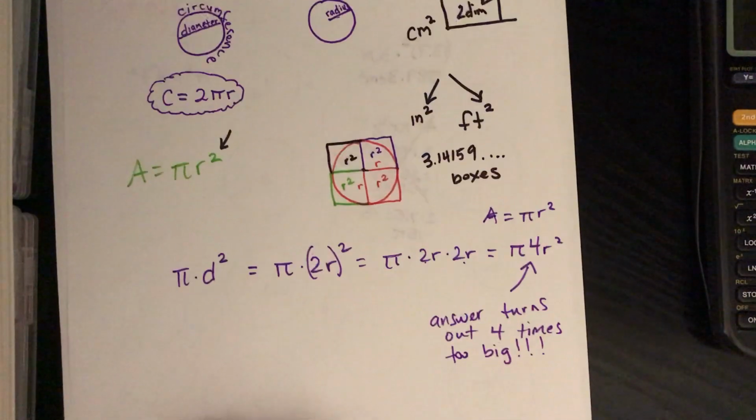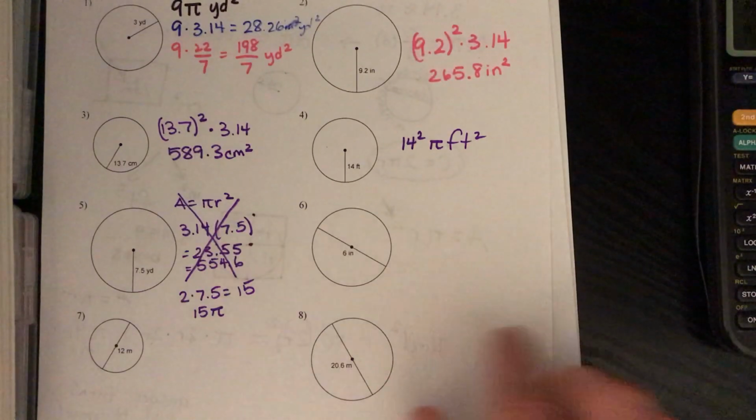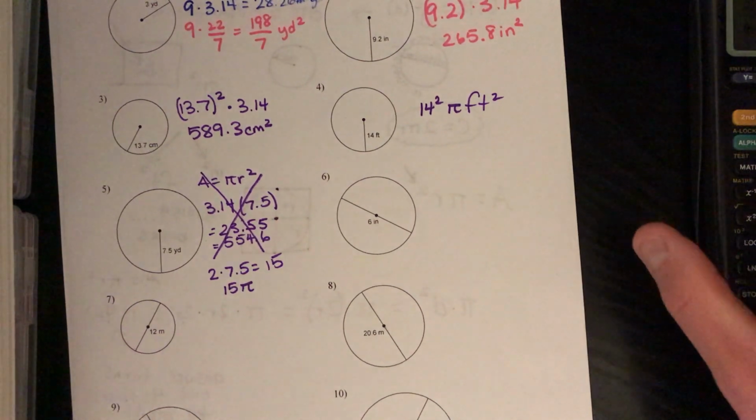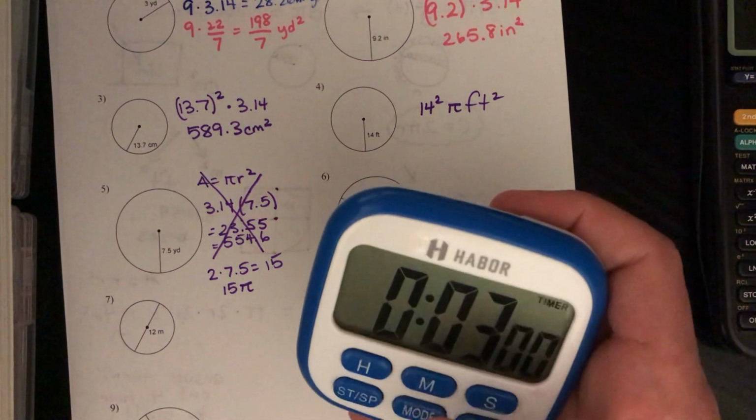So if you're ever doing these, and you notice that your answer is like 4 times bigger than it should be, I bet you used the diameter instead of the radius on accident. So for the next 5, divide that diameter by 2 before you do the area formula, please. You should be a little faster now, so I'm going to give you 4 minutes.